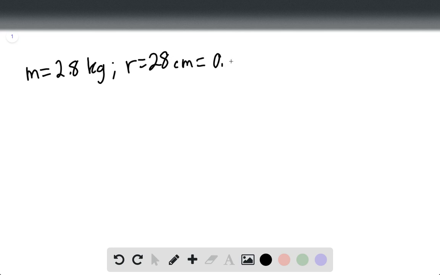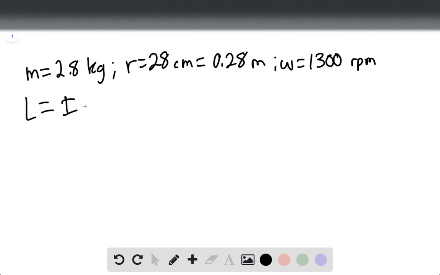So we need to find the angular momentum and the torque needed to stop it in 6 seconds. So we have the mass equaling 2.8 kilograms, and we have the radius equaling 28 centimeters. We can say this is going to be 0.28 meters, and we have an angular velocity of 1,300 revolutions per minute. So we can say the angular momentum will equal the moment of inertia of a disk times the omega, or the angular velocity.